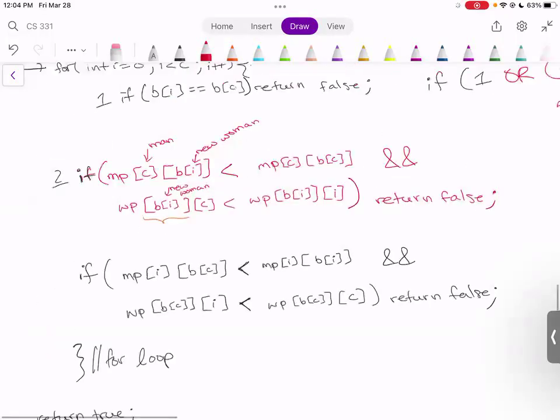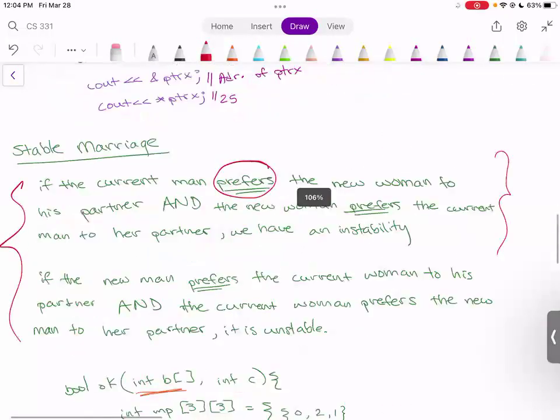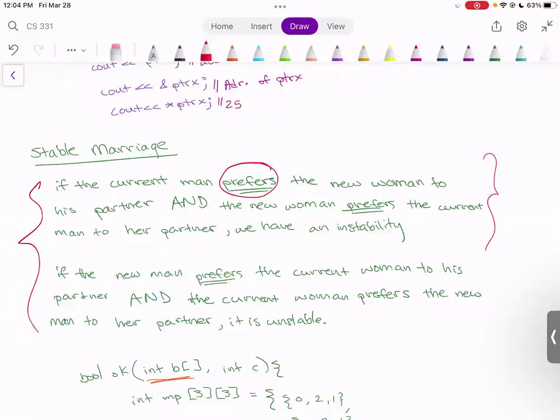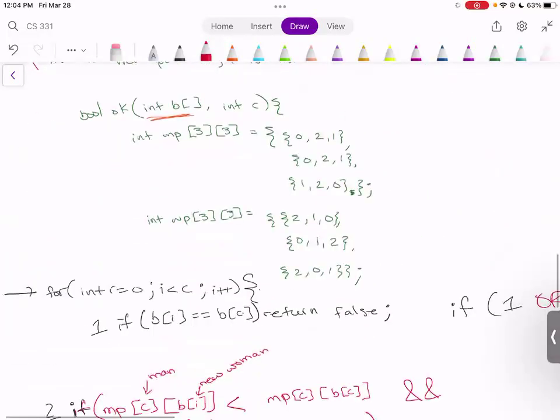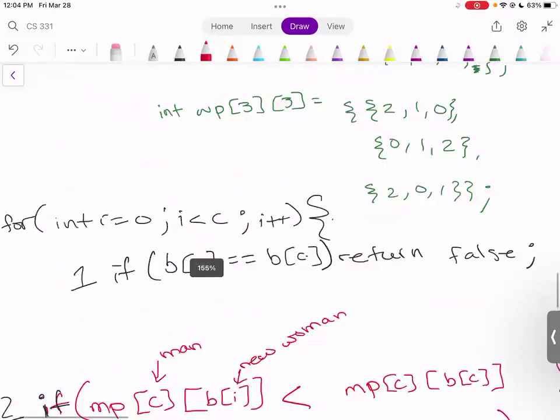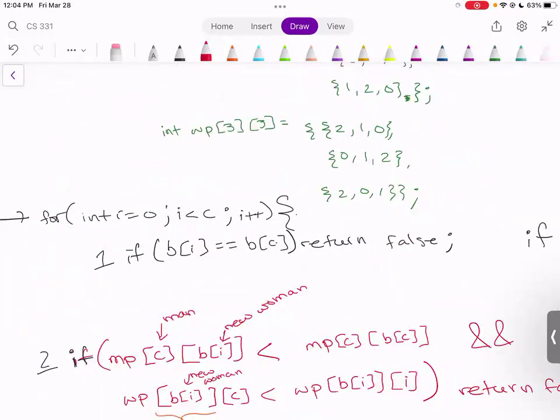What does the first if statement do again? The first if statement follows this pattern right here. If the current man prefers the new woman to his partner, oh, you mean this if statement over here? Think of it as the row test that we did for 8 queens. It's the same exact idea. We don't want to have like 1-1 because we can't have that, right? Then that means that 2 people want the same person, which doesn't work. That's an instability. We want to find the stabilities. We want to find the stable marriages.